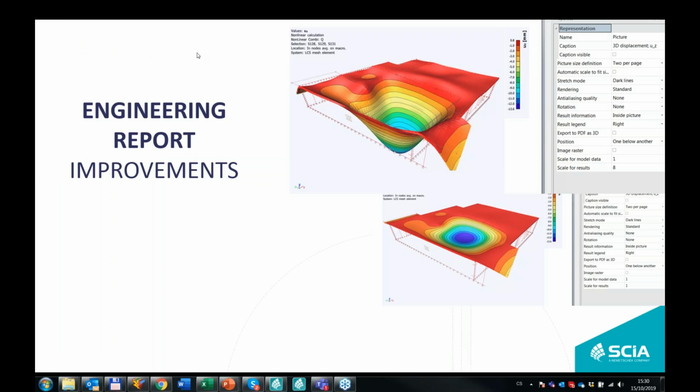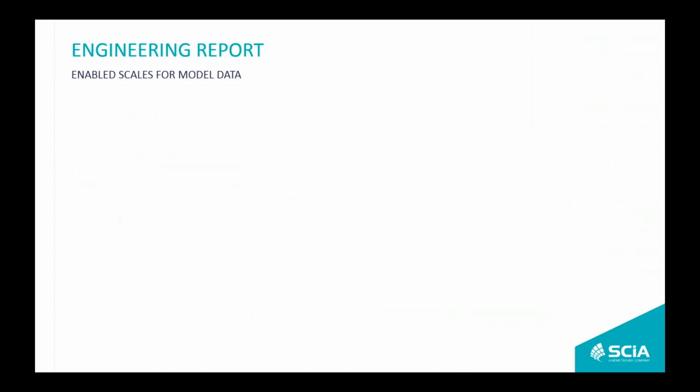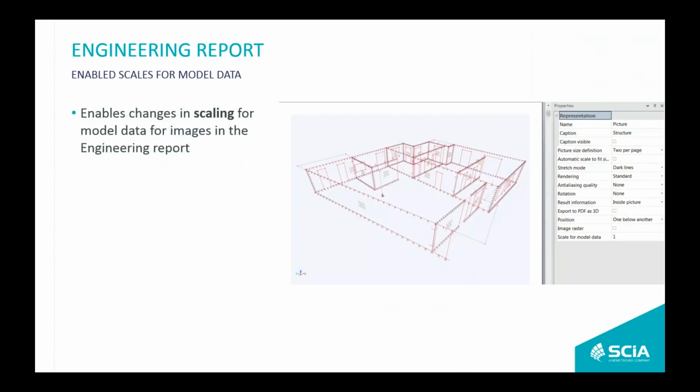Okay, back to me then. I will show you a few features that we developed overall in the software, and I will start with improvements in the engineering report. The first improvement is that we enabled scales for model images like this. You input it in the engineering report from the scene, but you feel that the supports are in this case too small to see. It might happen, or even other add data.